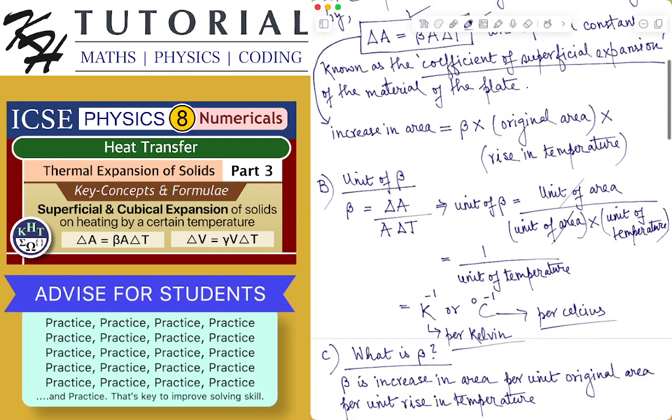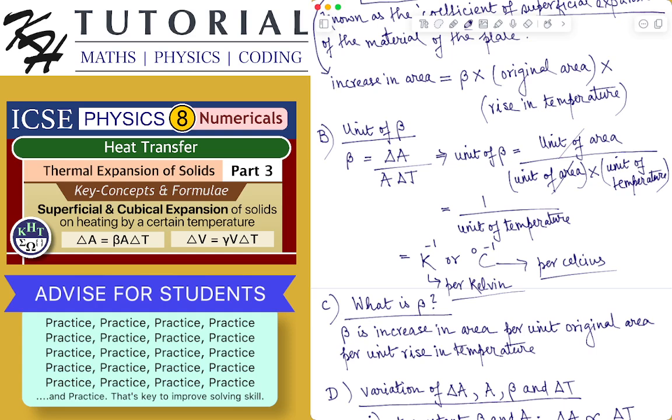Okay, so similar to alpha, what exactly is beta? It is the increase in area for a solid plate per unit original area per unit rise in temperature. That is, if you consider a solid plate of area, let's say, 1 meter square, and you increase its temperature by 1 Kelvin, then the increase in area will be beta meter square. This is the definition of beta. It is the coefficient of superficial expansion of solid plates.